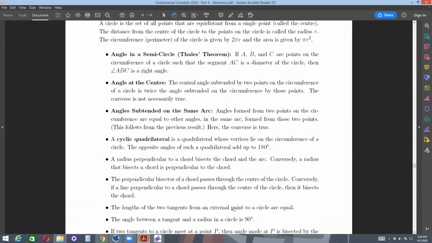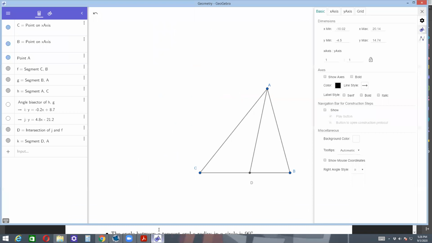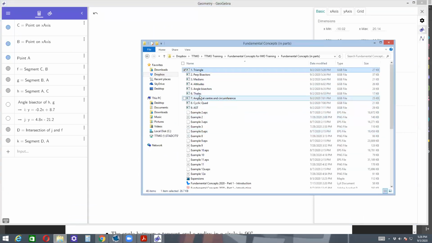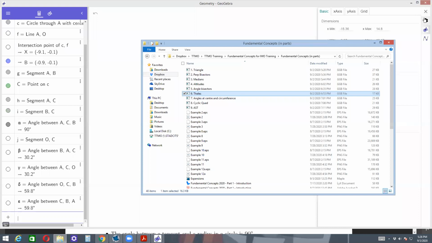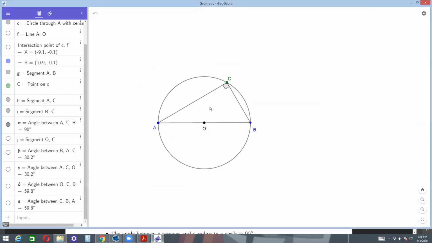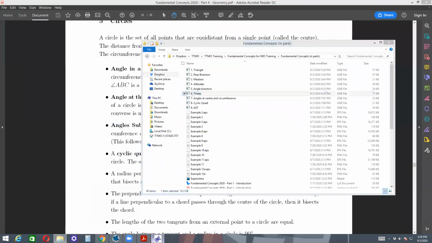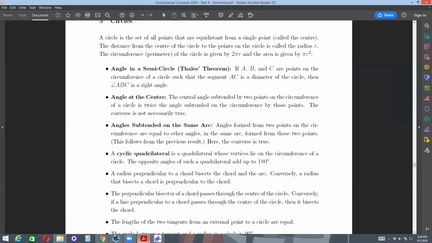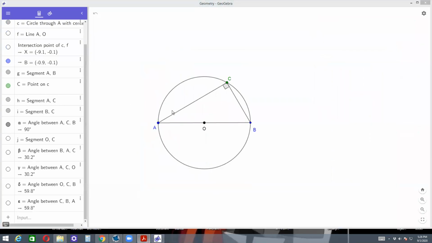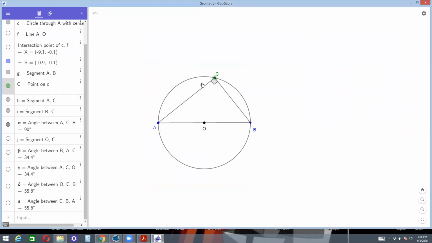All right, so we're going to go through some of these. The first one is Thales' theorem. That's straightforward. It says if you have a diameter of a circle, AB, and C is any point on the circle, then the angle ACB is always 90 degrees. It doesn't matter where it is. Just pretend this is what we have.